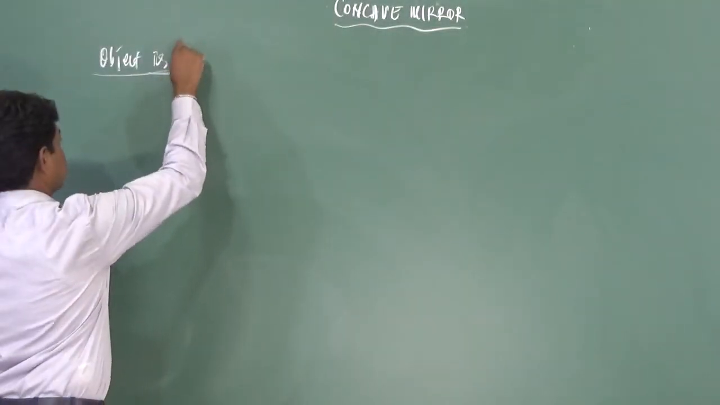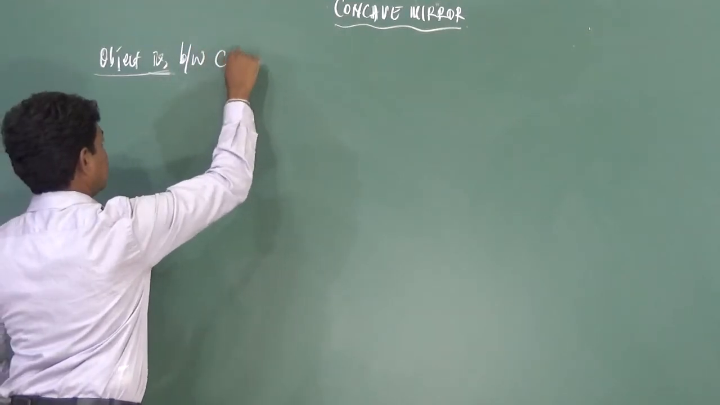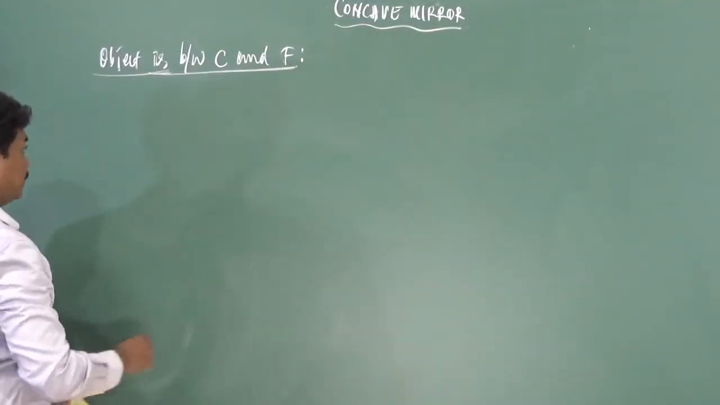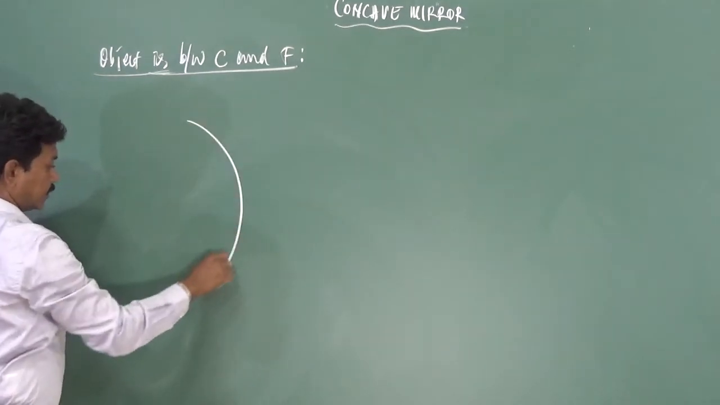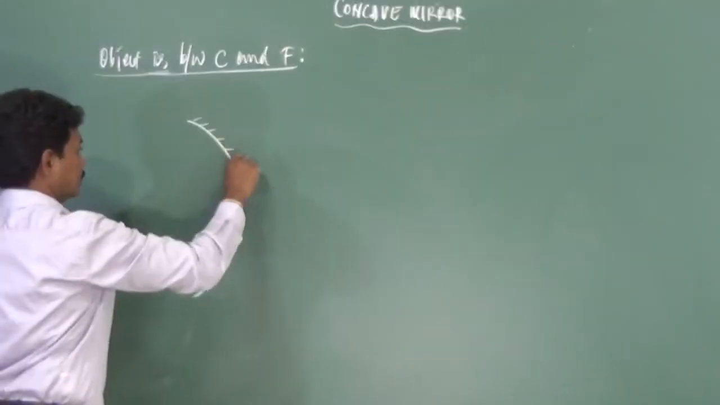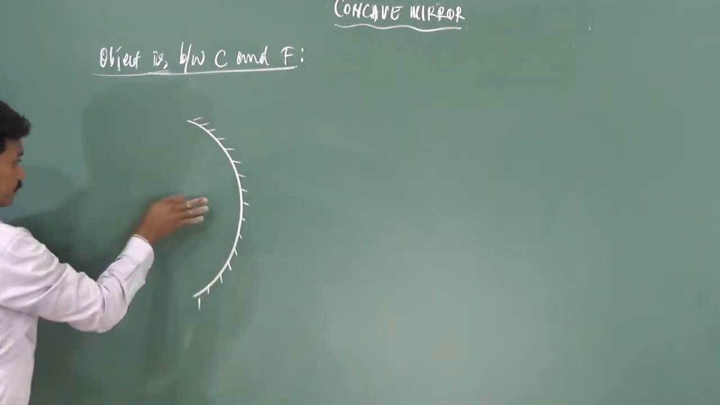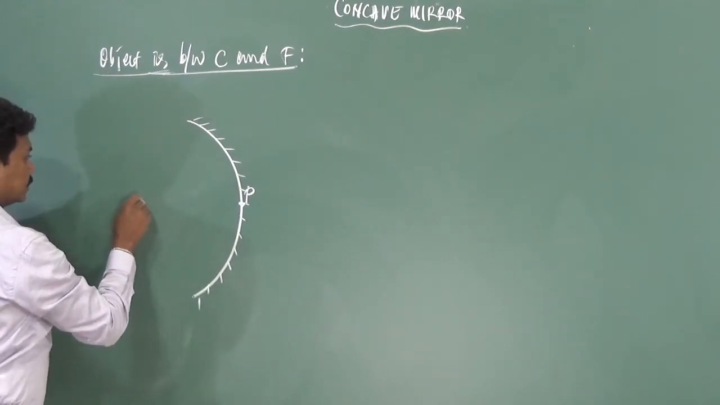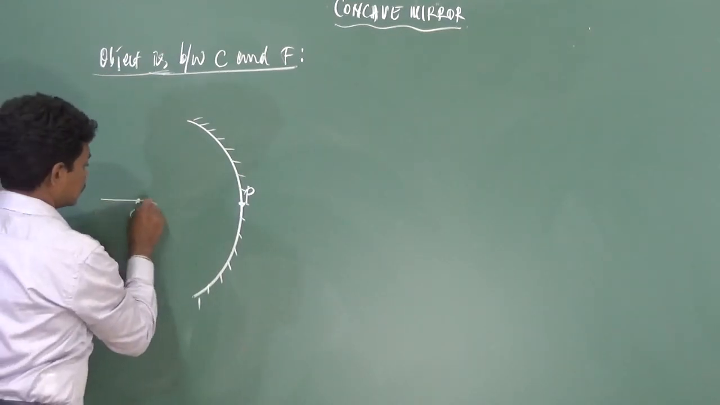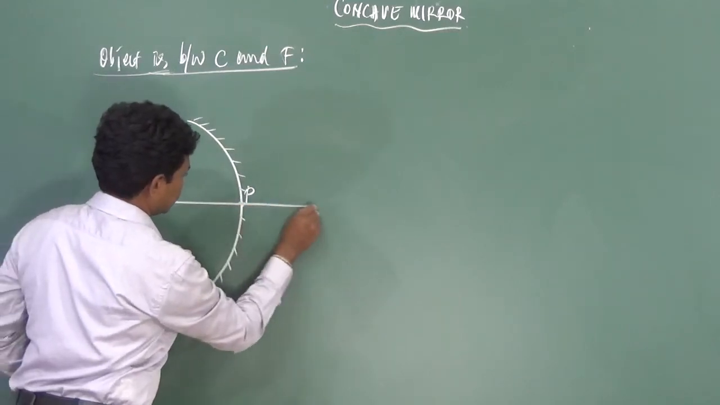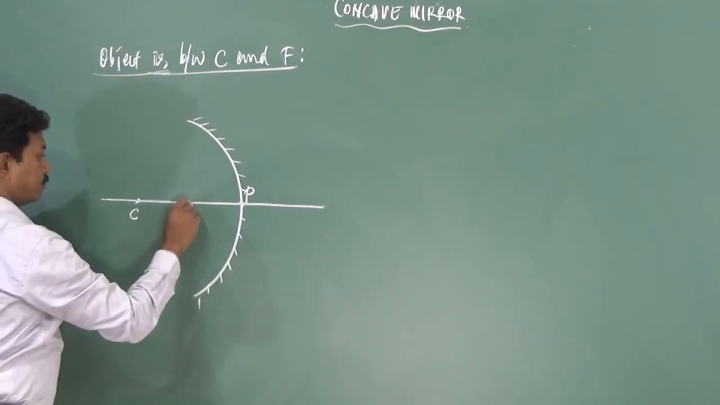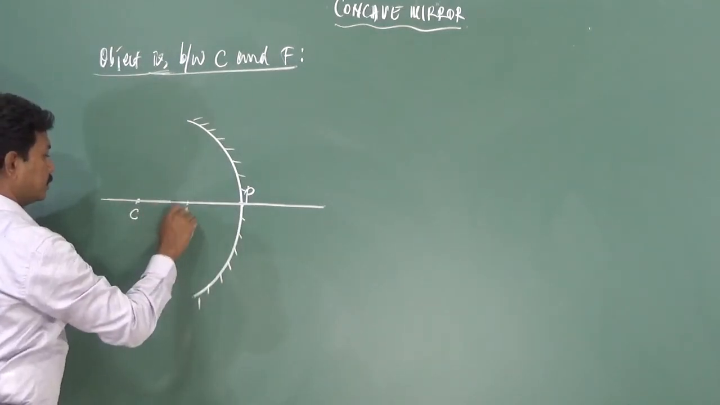So the object is between C and F. We will go with the ray diagram again. Let us consider this as a concave mirror, which is silvered at the upper surface, and this is the reflecting surface. This is the pole of the mirror, and this is the center of curvature. Let us draw a line through the center of curvature and the pole of the mirror. That becomes the principal axis. Now the midpoint of C and P is the principal focus.